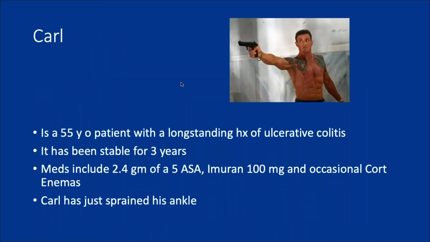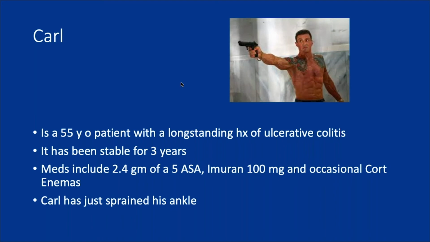Let's talk about Carl, who may be familiar. Look at that face. He is a 55-year-old patient with a long-standing history of ulcerative colitis, and it's been stable for 3 years. Here are the medicines. Just realize that these are the standard kinds of medicines that we use for ulcerative colitis. He just sprained his ankle.